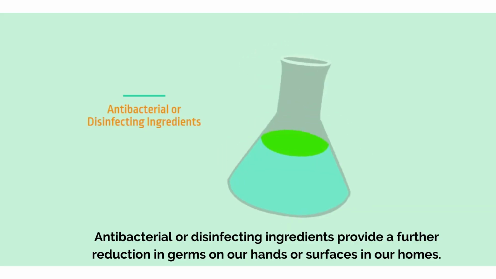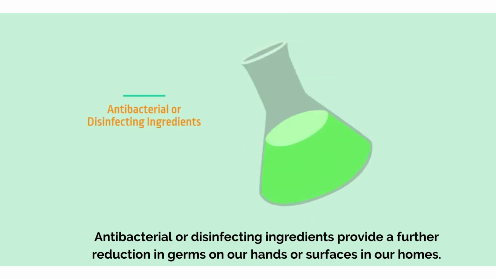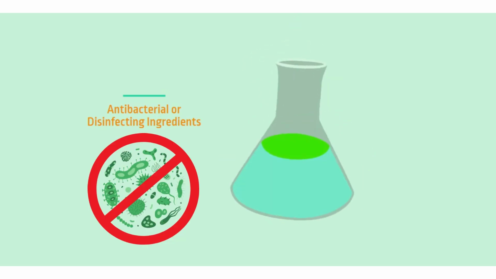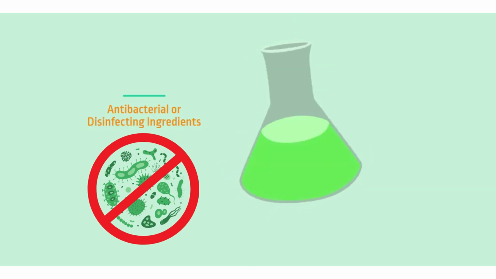Lastly are the antibacterial or disinfecting ingredients. These ingredients can be included in a cleaning or hand hygiene product or used separately after cleaning. So their use provides a further reduction in germs on our hands or surfaces in our homes. This reduction of germs helps to prevent people from getting sick when commonly used surfaces such as door handles or our hands are cleansed using these products. In environments with sick individuals or where food is prepared, this is especially important.